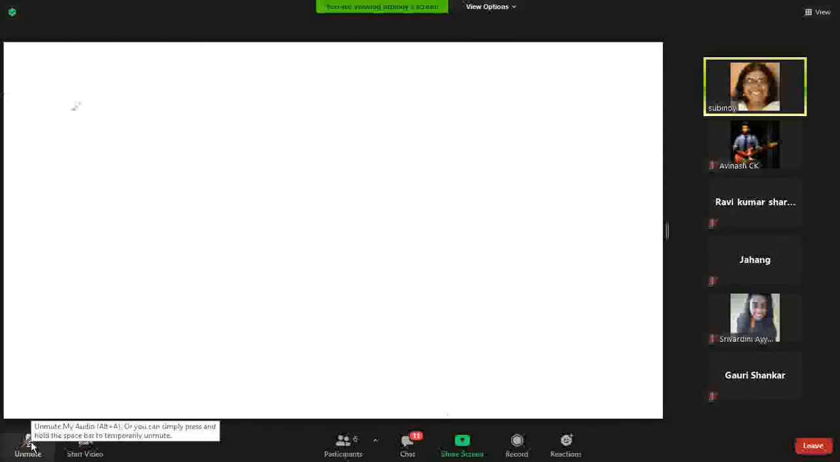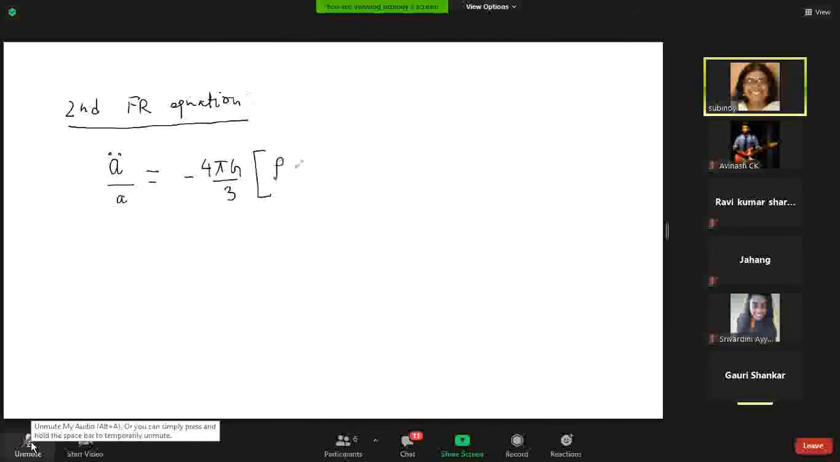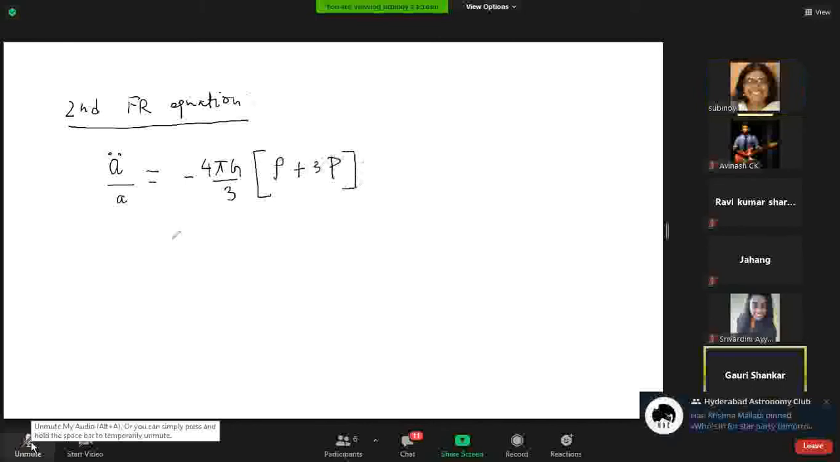So what is the second Friedmann equation? I'm just writing the FR equation. Can you tell me the a double dot equation? a double dot by a is equal to minus 4 pi G by 3, all multiplied by rho plus 3p. Very nice. Who spoke this? Gauri Shankar. Okay, very nice. So everybody got this equation.